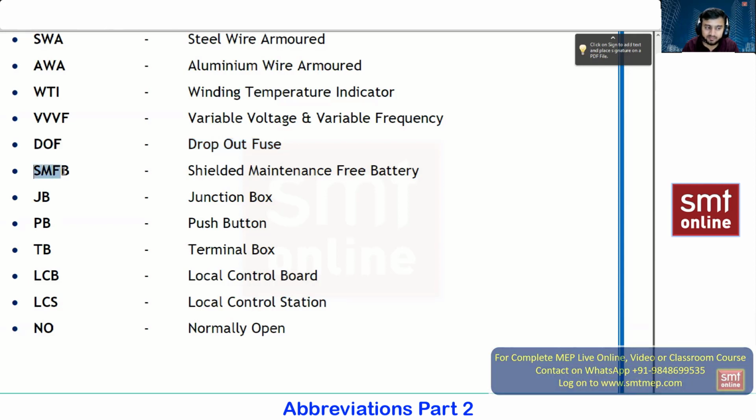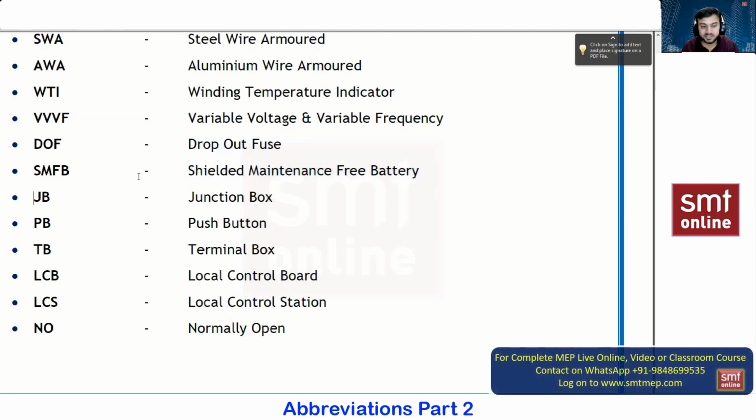Yes. SMFB, shielded maintenance free. Sir, in this process, triple VF, how do they control the number of cycles? How are we going to control the number of cycles? By using power electronic switches like IGBTs, MOSFETs, GTOs.